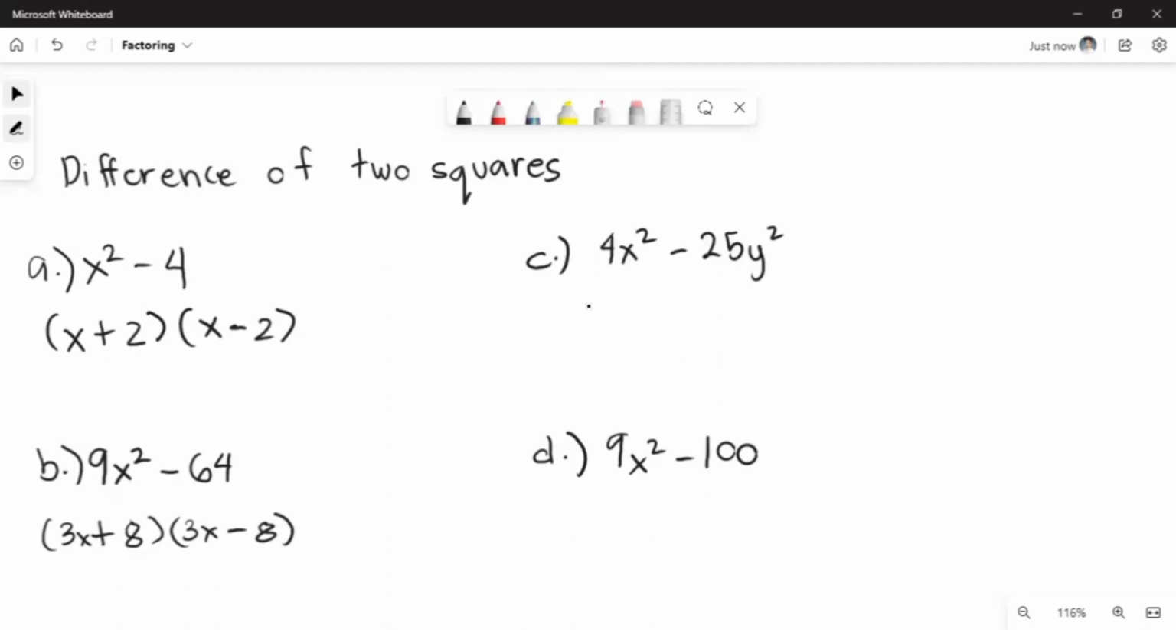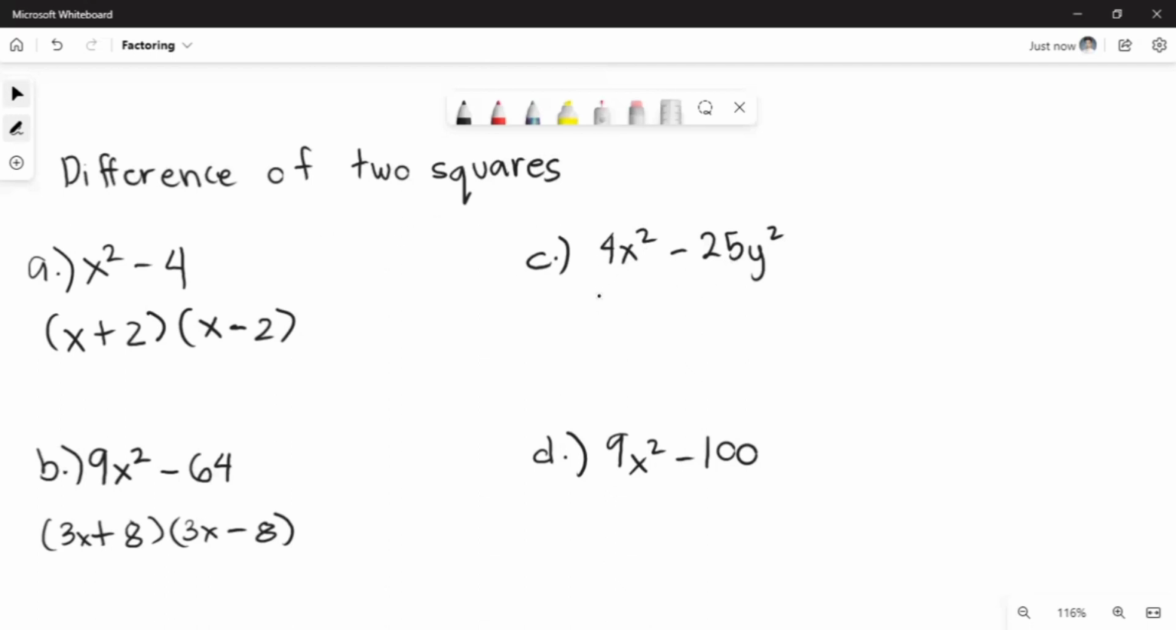Now let's have the third example, 4x squared minus 25y squared. Now we know that 4x squared is a perfect square, and it is a product of 2x and 2x. So 2x times 2x is just 4x squared. And 25y squared is also a perfect square, which is 5y times 5y. Now they have different signs. First one is positive, the second one is negative.